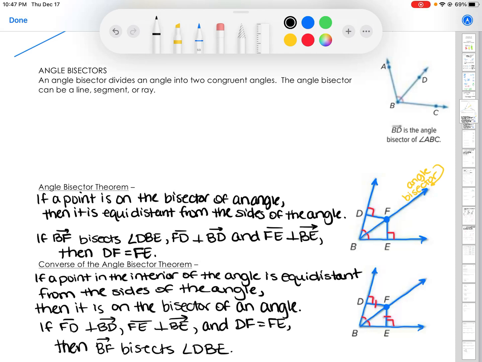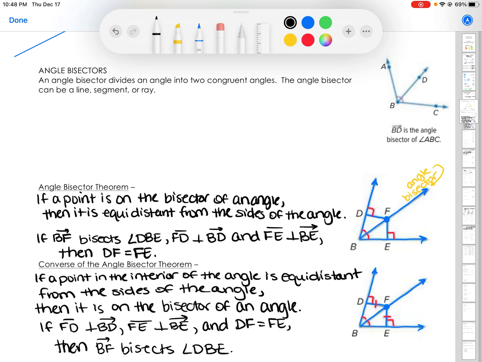Angle bisectors. An angle bisector divides an angle into two congruent angles. The angle bisector can be a line, a segment, or a ray. In this figure, we have angle ABC, and it's being bisected by ray BD.